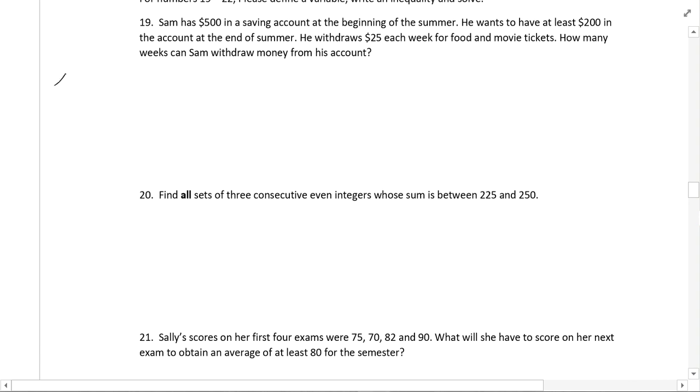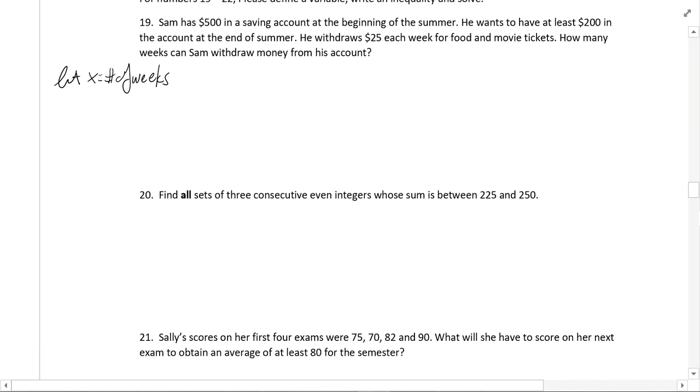So I'm going to start by defining the variable. Let x equal the number of weeks. And you could put that Sam could withdraw money from his account, but for lack of space, I'm just going to say number of weeks.